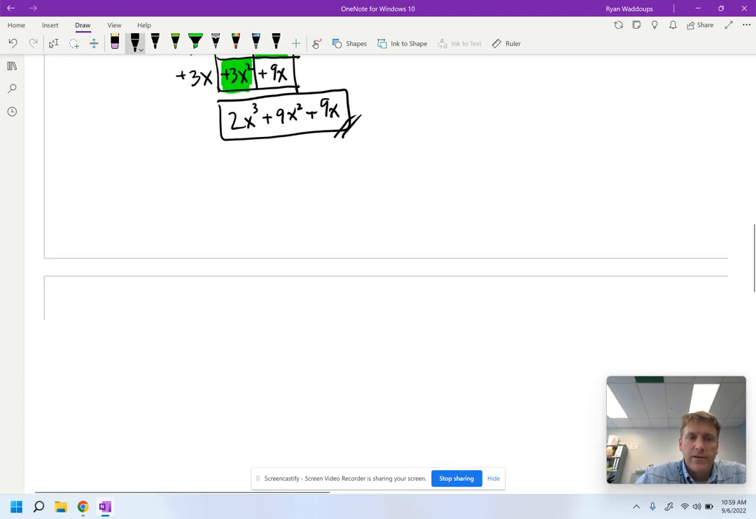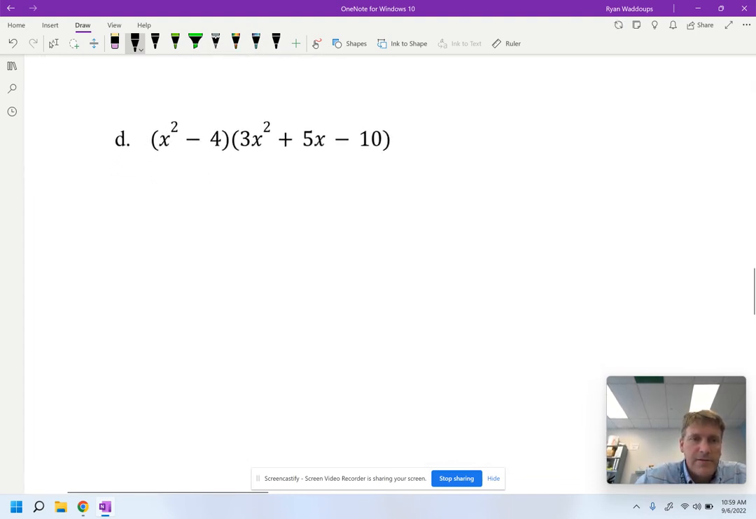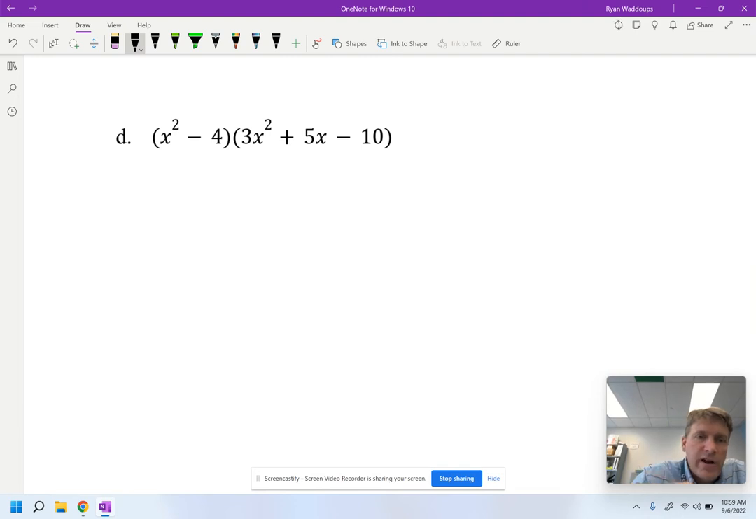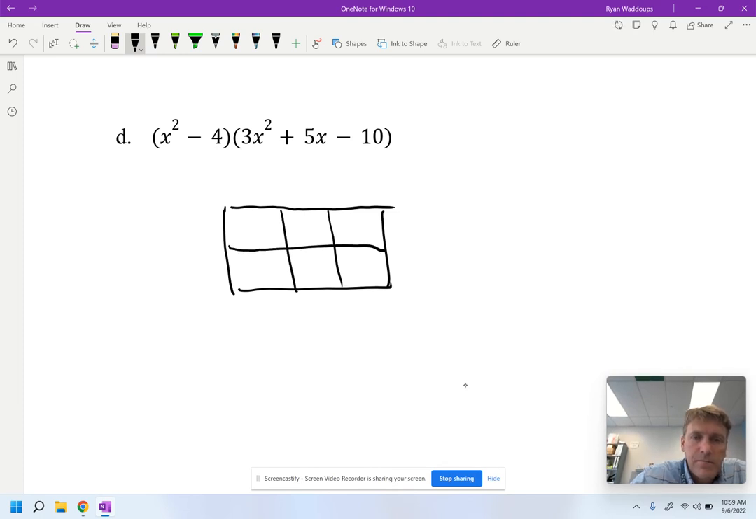All right, let's see how we're doing here. Look at example D. Now this time we've got a trinomial. We've got 1, 2, 3 terms, and 2 terms on the other polynomial, the binomial. So we're going to make a 2 by 3 box. And here I'm going to write x squared minus 4, and along the top I'm going to write 3x squared plus 5x minus 10.